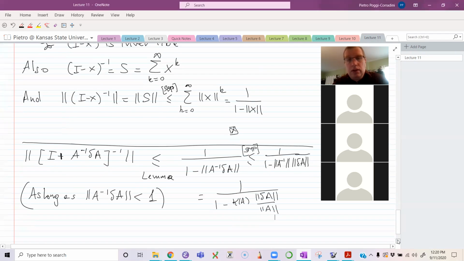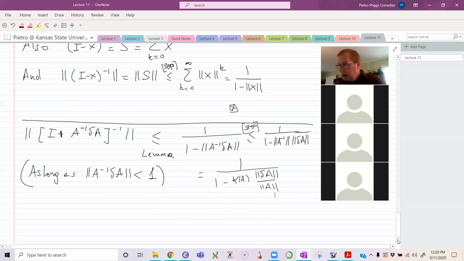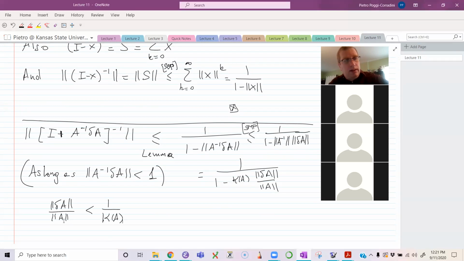So really what I want is the backward error to be strictly less than 1/kappa. Which makes sense: when the condition number is large, 1/kappa is small, and so I'm not allowed to perturb by much if I still want to get an inverse here. And I ran out of time, so let me stop here.